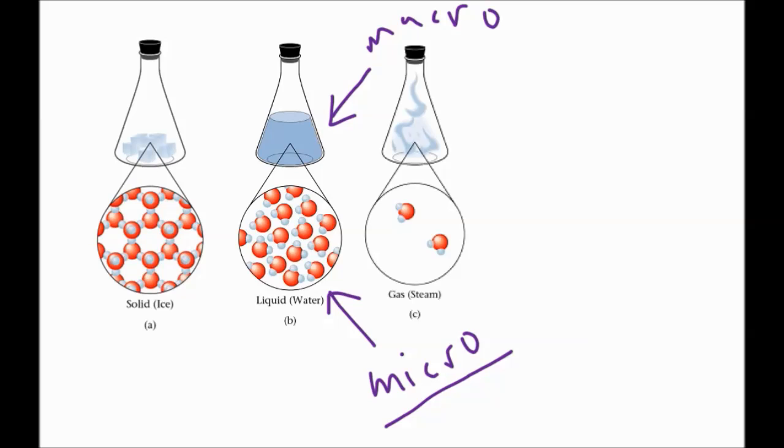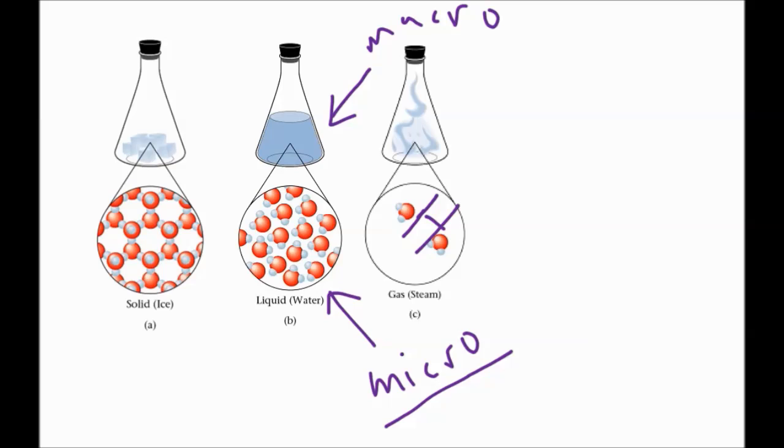The next definition is gas. And a gas has no fixed volume, nor does it have a fixed shape. So typically gas molecules are far apart from each other.